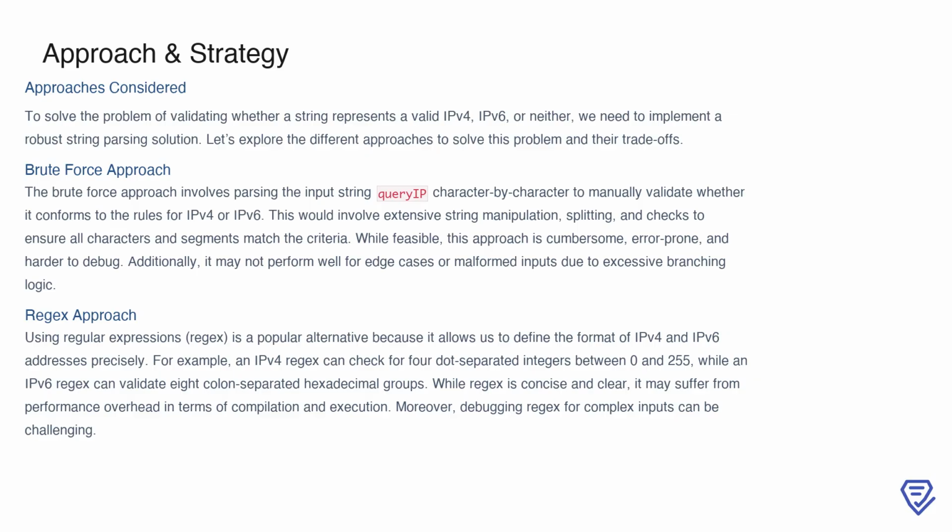Another approach that is often considered is using regular expressions, or regex. Regex allows us to precisely define the format of IPv4 and IPv6 addresses, making it a popular choice. For instance, we can use regex to verify that an IPv4 address consists of 4 dot-separated integers between 0 and 255, or that an IPv6 address has 8 colon-separated hexadecimal groups. However, there are trade-offs here as well. While regex is concise and clear, it can be computationally expensive due to the overhead of compiling and executing complex patterns.